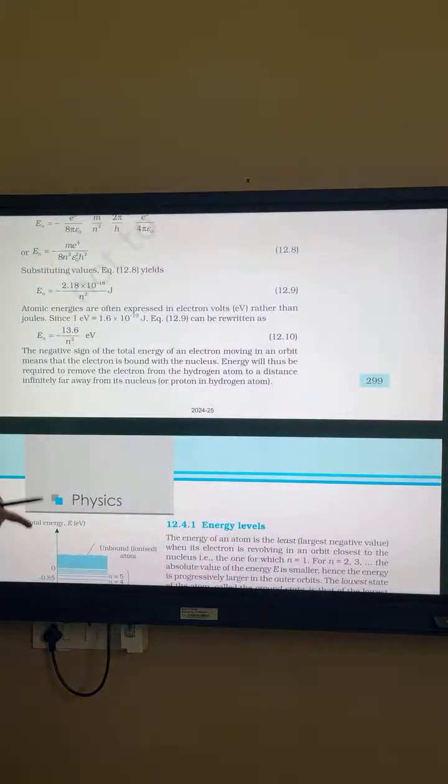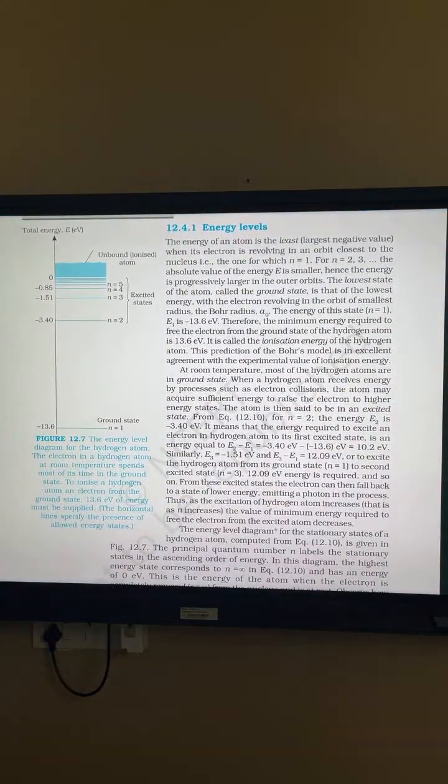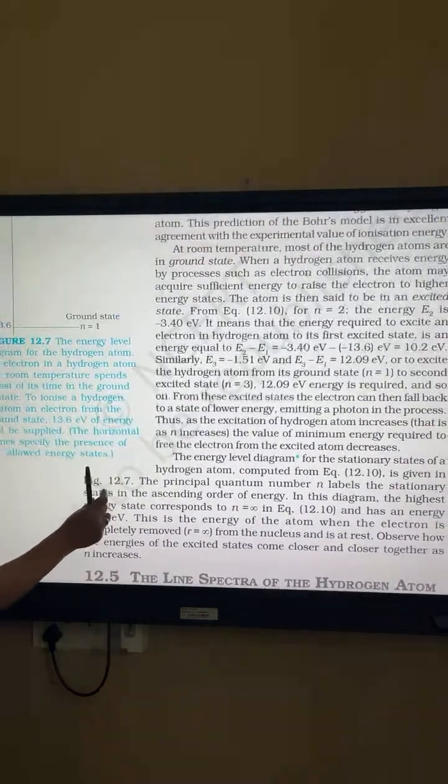Then this energy level also I have explained here. Just go through all the theory, everything I have explained: what is the ground state, what is the excited state. You better go through this.